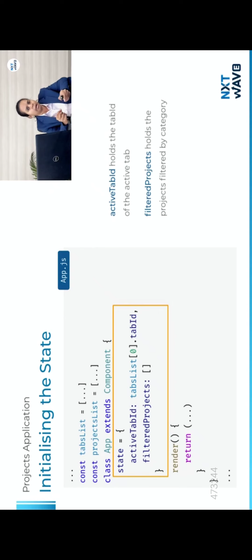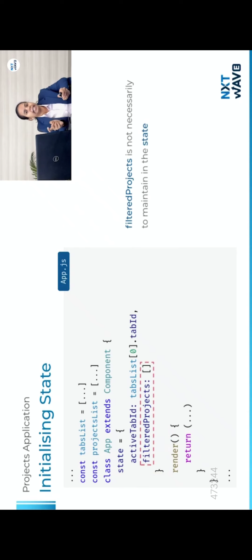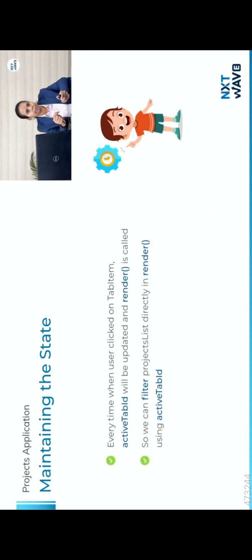Now, actually if you observe, here we need not maintain the filtered projects in the state. Yes, filtered projects is changing over the time, and active tab ID is changing over the time, but there is no necessity of maintaining the filtered projects in the state. Let's understand why. Every time when the user is clicking on the tab item, the active tab ID will change. That is present in the state. Since we'll update the state because the active tab ID is changing, the render method will obviously be called, right? So when we update the state, the render method will be called.